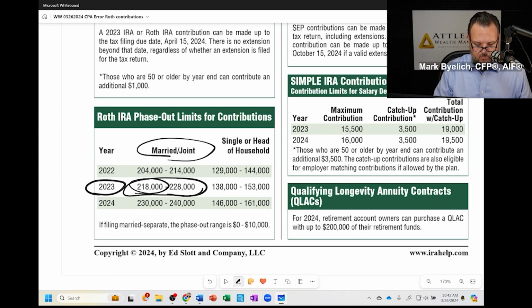And then once you cross over $228,000 in modified adjusted gross income, then you can't contribute anything to a Roth IRA. So this accountant said, you contributed too much. You've got to make a correction to that. And if you don't, it's an excess contribution. There's penalties involved.